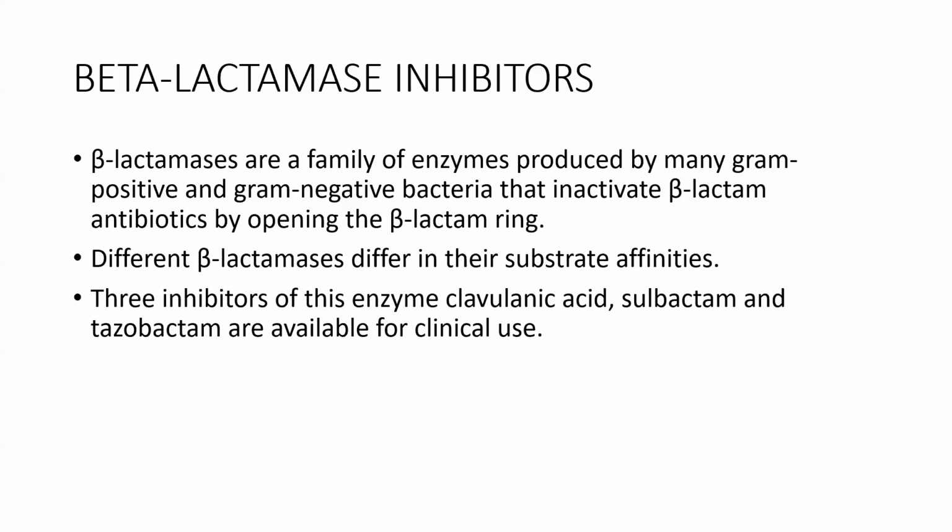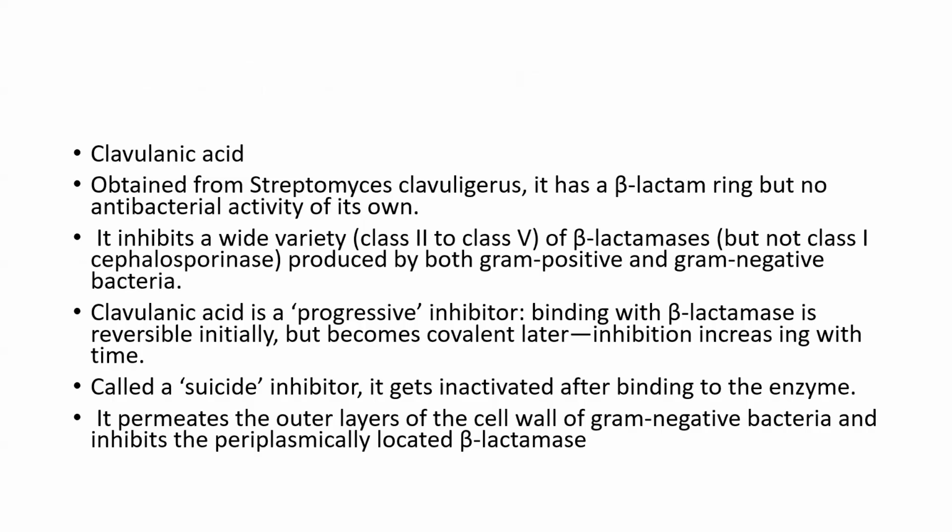Three inhibitors of these enzymes are clavulanic acid, sulbactam, and tazobactam. Clavulanic acid is derived from Streptomyces clavuligerus. It has a beta-lactam ring but no antibacterial activity of its own. It inhibits a wide variety of beta-lactamases produced by both gram-positive and gram-negative bacteria. Clavulanic acid is a progressive inhibitor. Binding with beta-lactamase is reversible initially but becomes covalent later, with inhibition increasing with time. It is called a suicide inhibitor, as it gets inactivated after binding to the enzyme.